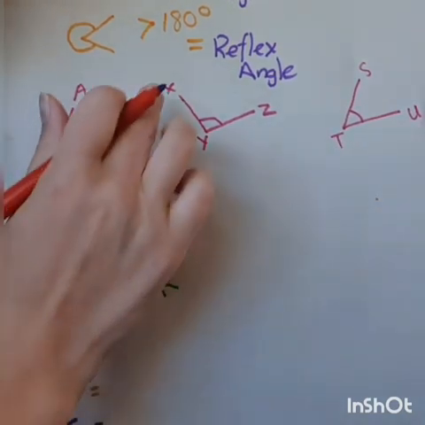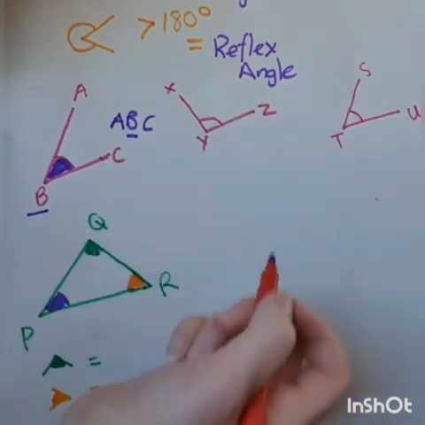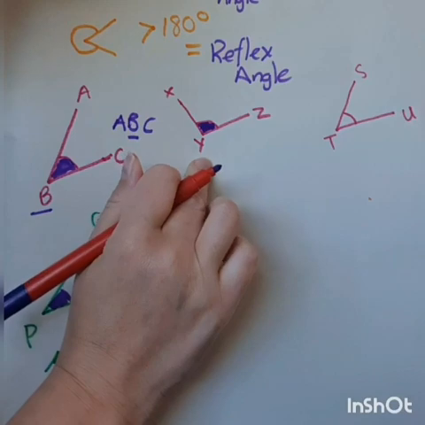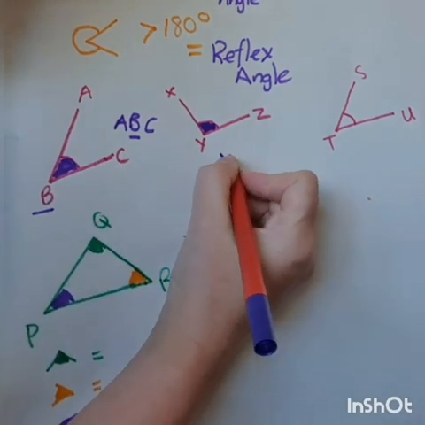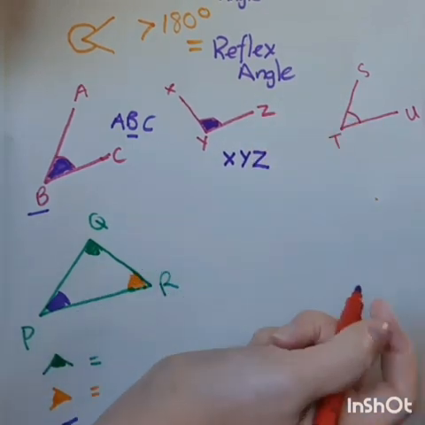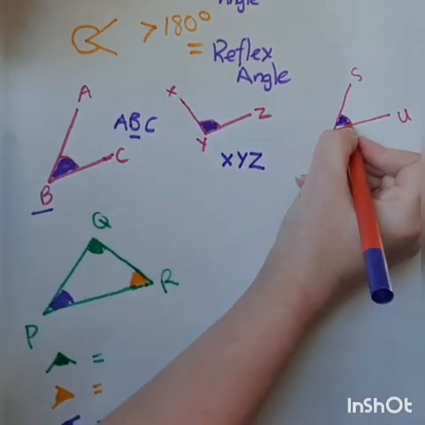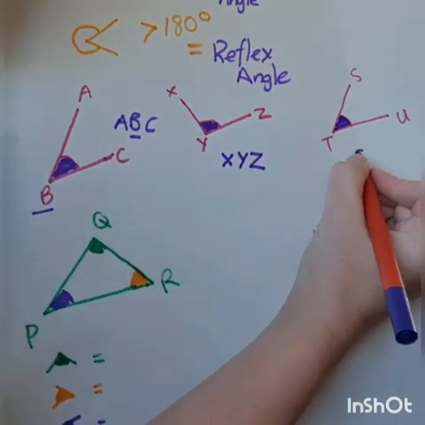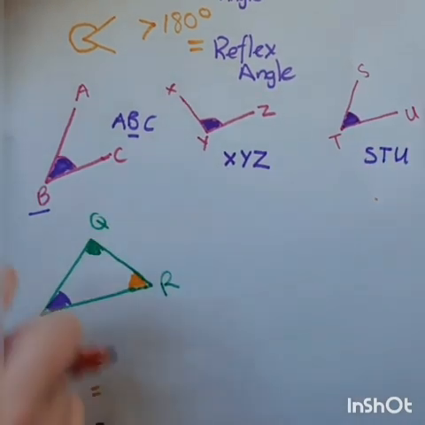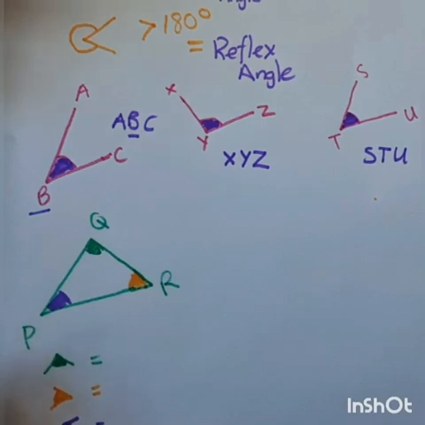Our next one, X, Y, Z. Again, Y is where the angle actually is, so it has to be in the middle. X, Y, Z. And the same with this one. T is in the middle, it's right at the angle. S, T, U.